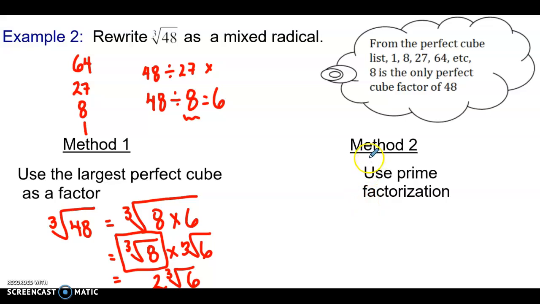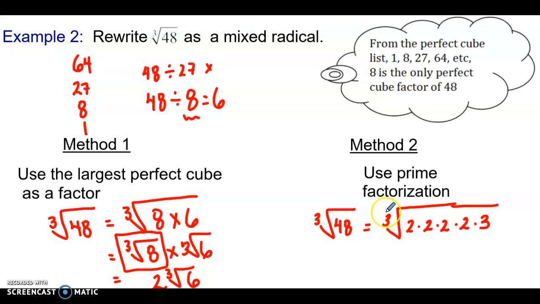Another method of finding the cube root of 48, or rewriting it as a mixed radical, is to rewrite 48 as a product of its prime factors. We can rewrite 48 as 2 times 2 times 2 times 2 times 3.